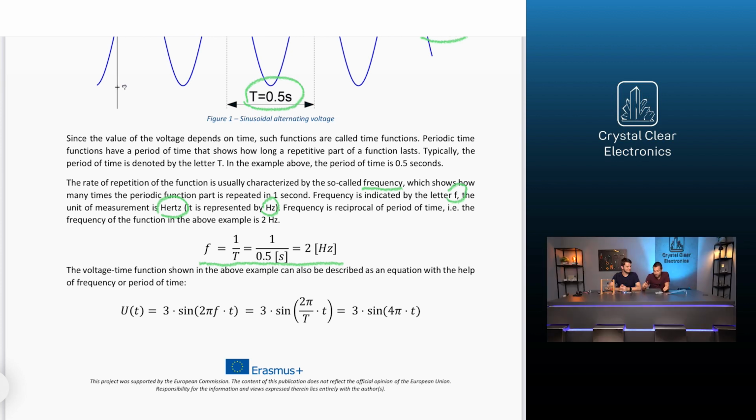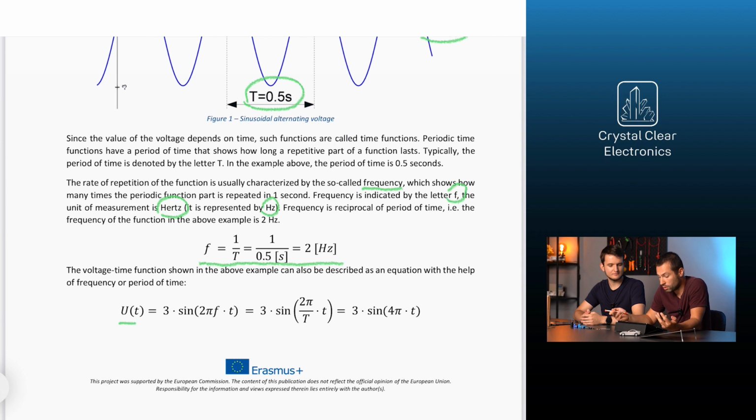The voltage time function shown in the above example can also be described as an equation with the help of frequency or period of time. In our case, capital U of t can be written down as U of t equals 3 times sinus 4 pi times t.